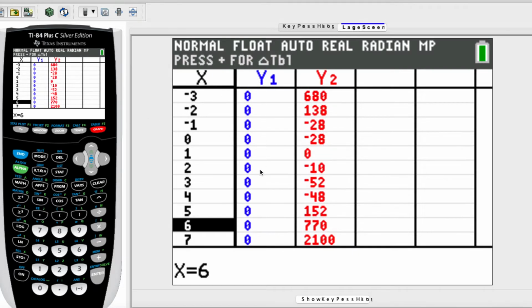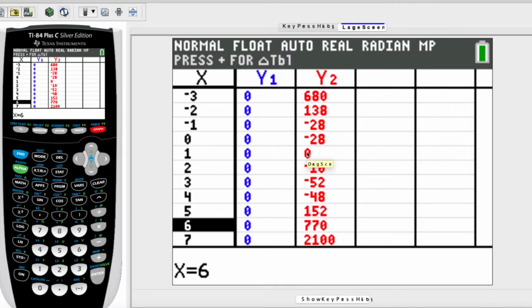Okay, a table of values will come up. You can ignore the y1. We're really needing to look at the y2 because that's where our polynomial is. So the way that we know that something is a 0 of a polynomial is if the y coordinate is 0. So you'll notice here the point 1, 0 is on the graph of our polynomial.